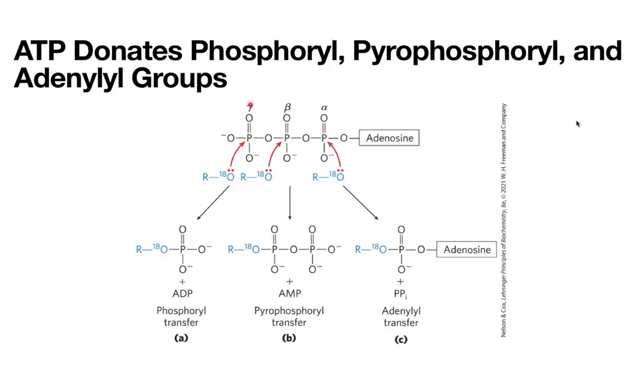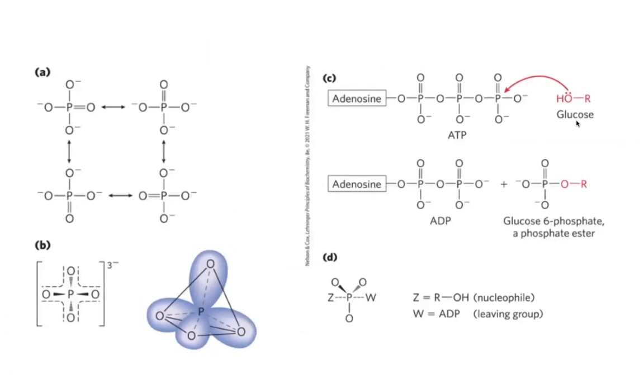You can also attack at different positions. That was if you attacked the gamma position. We can talk about ATP as having 3 phosphates: alpha, beta, and gamma. The gamma is the farthest one. If you take that, you're transferring a phosphoryl group, and this is what kinases do. If you attack the middle phosphate, the beta position, you're going to transfer a pyrophosphoryl group and end up with an AMP left over. So here we ended up with an ADP left over, here an AMP left over. And here, if we attack the first position, we're transferring this whole AMP group, and we're left with this PPi, this pyrophosphate.